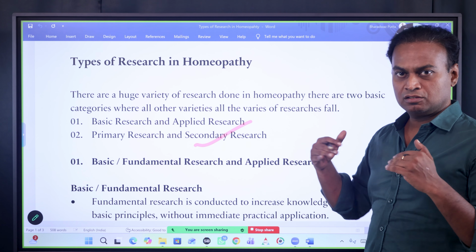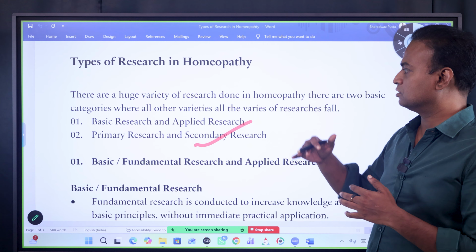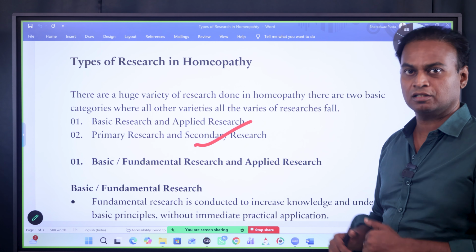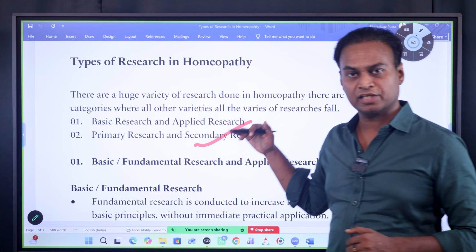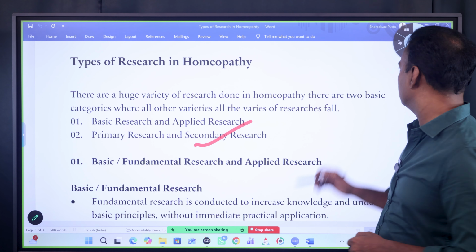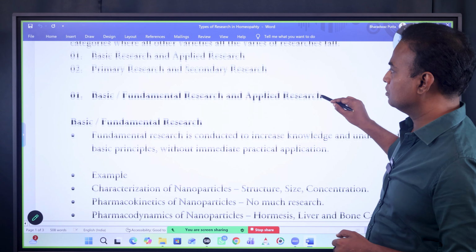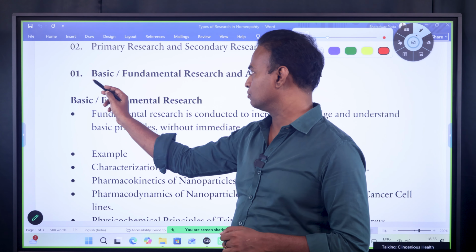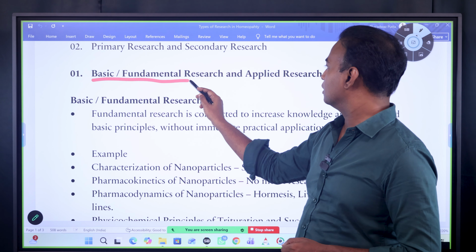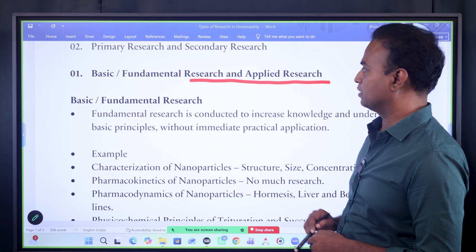Okay, based on this we will see what are all the various basic research and applied research that are conducted in homeopathy, and what are the various primary research and secondary research that are conducted in homeopathy. First topic is basic or fundamental research. Basic research is also known as fundamental research, and the opposite of it is applied research.